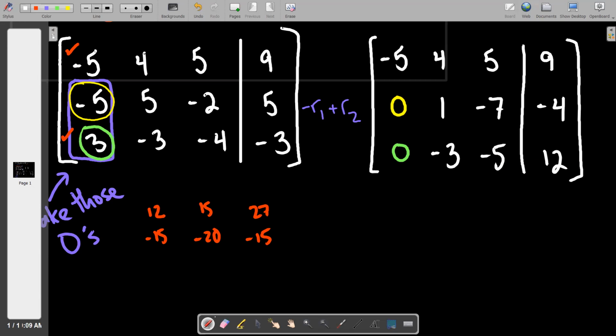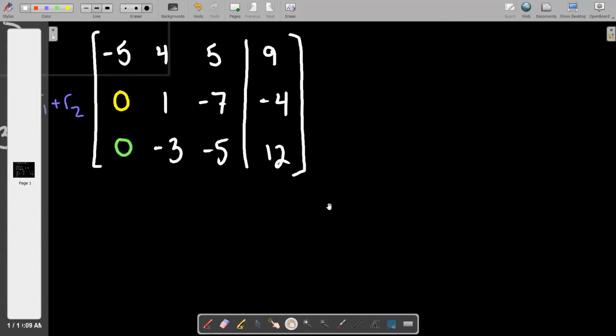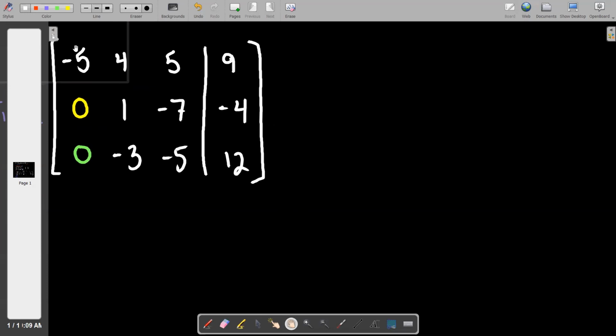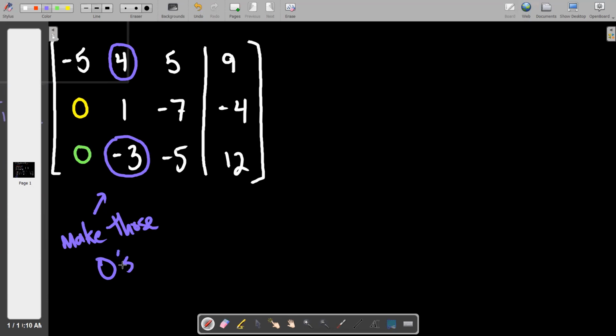So any questions on step 1? Step 1 was to fill in the purple box with zeros. Are we good there? Okay, so I'm going to erase some stuff now. I'm going to scroll over to here. Step 2 is to make those zeros.